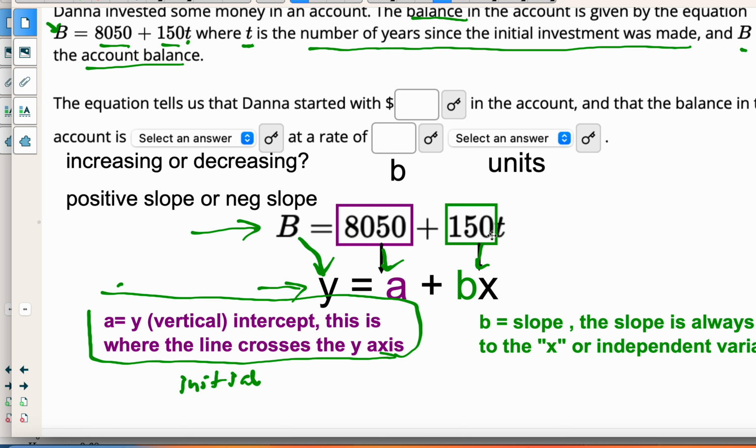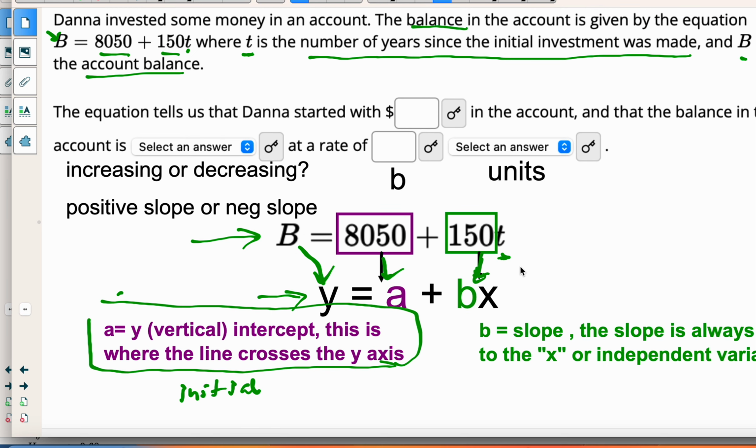All right. This 150 is my slope. That's my B. Every year that goes by, my line is increasing by 150, in this case $150. So the equation tells us that Dana started with how much money in the account.